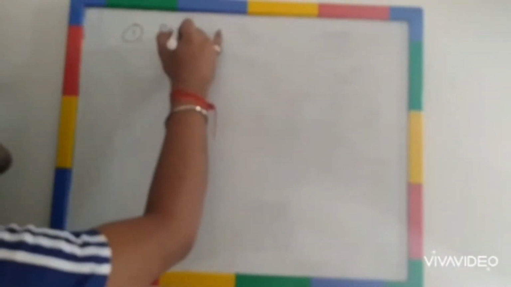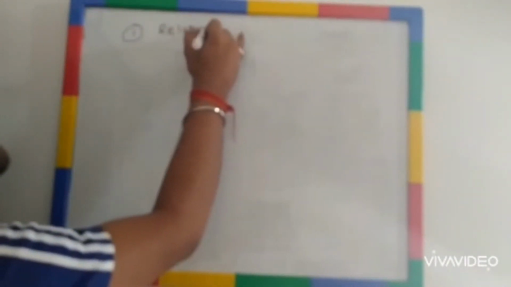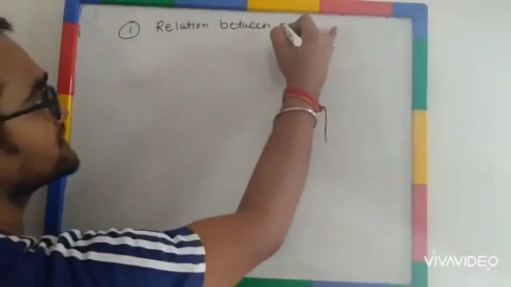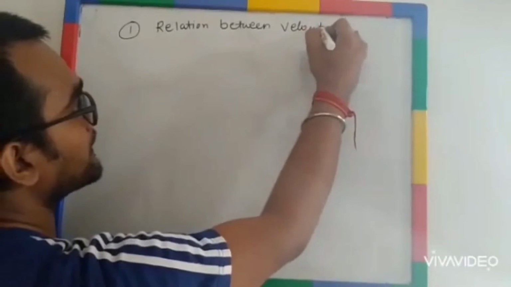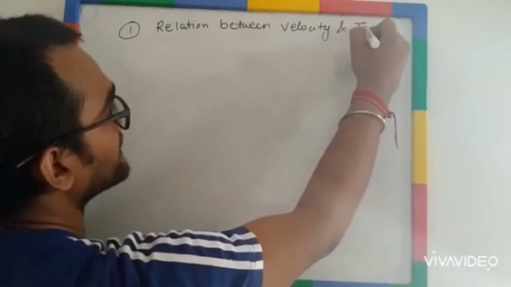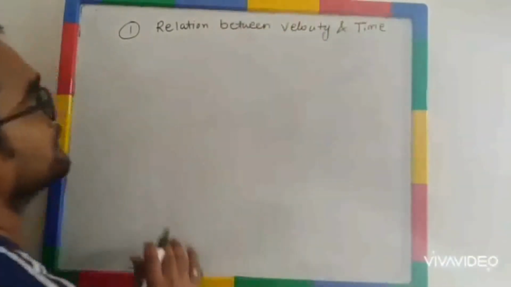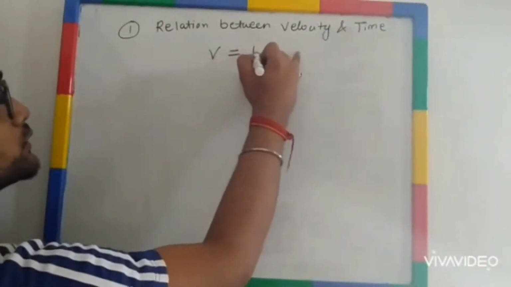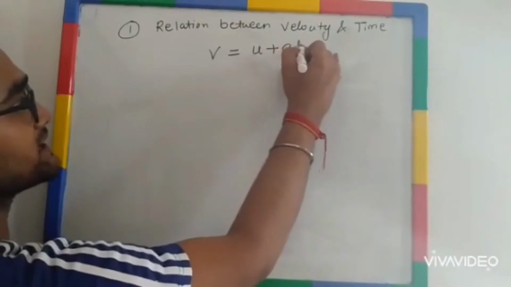The first one is the relation between velocity and time. This relation is stated by the equation v is equal to u plus at.